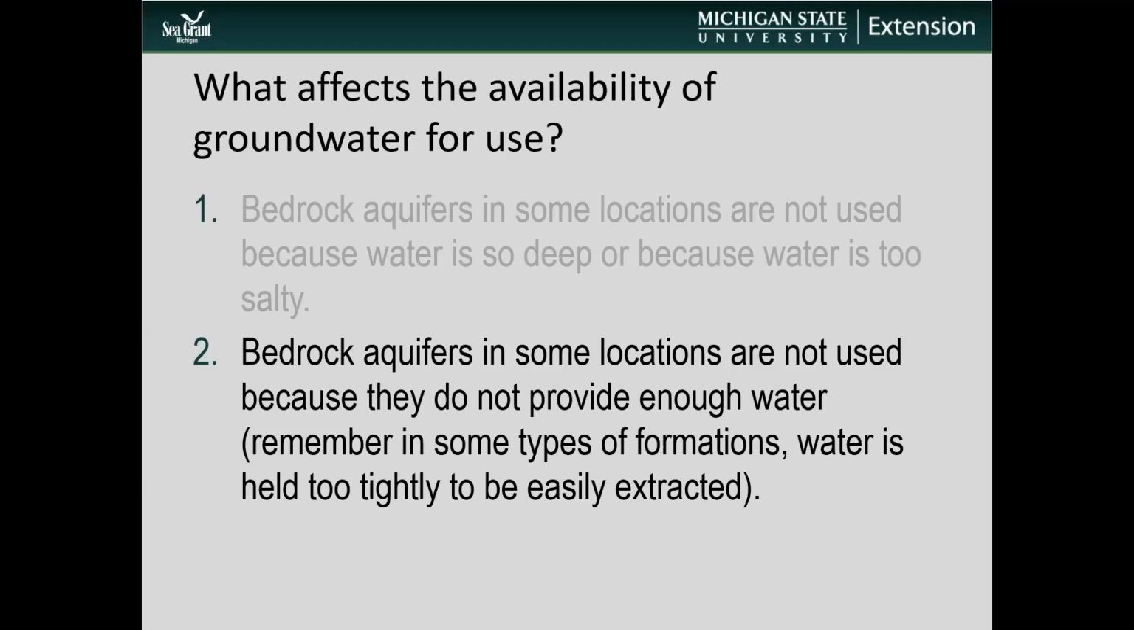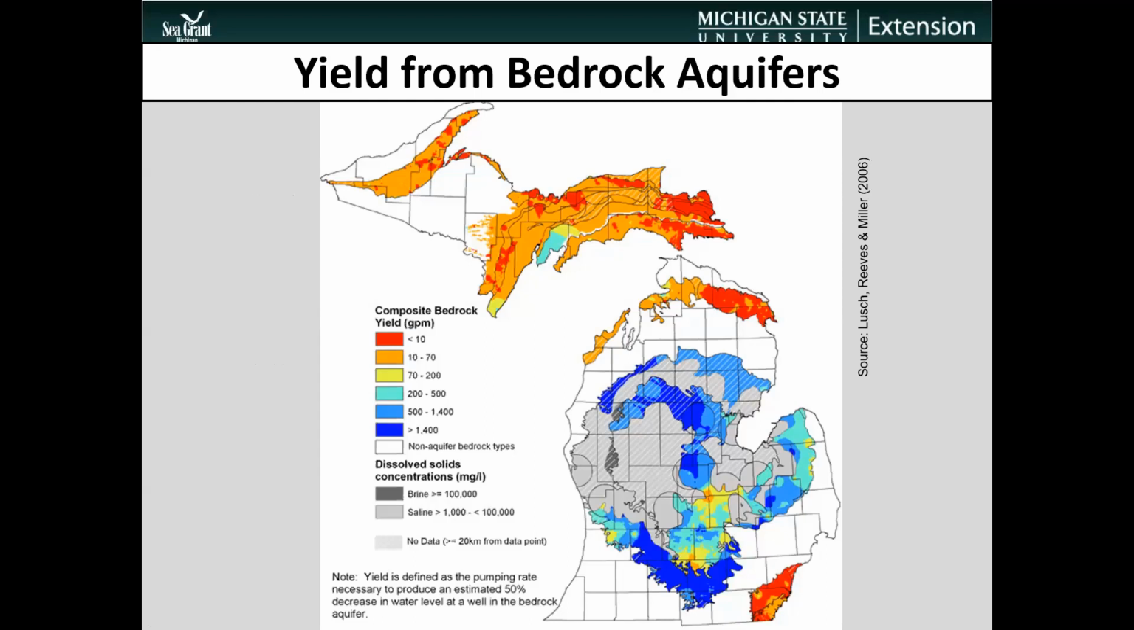This is a map that shows yield, an estimate of how much water can be extracted based on the native properties of the aquifer. And so in the areas that are orange and red, the amount is relatively low. The white areas on this map are the shale units where we would not expect to have aquifers.